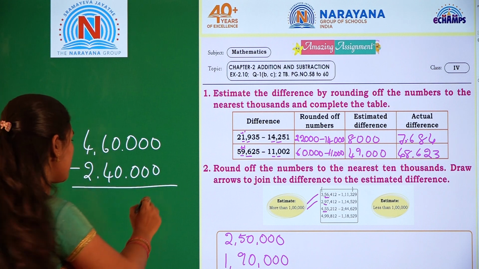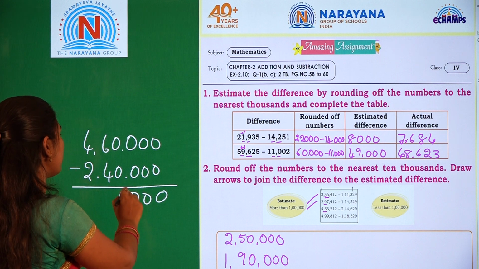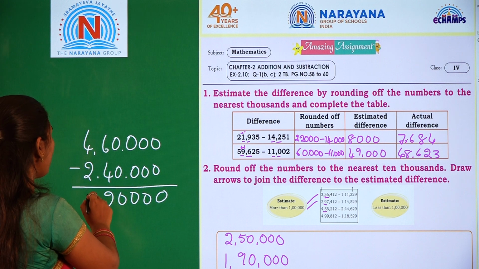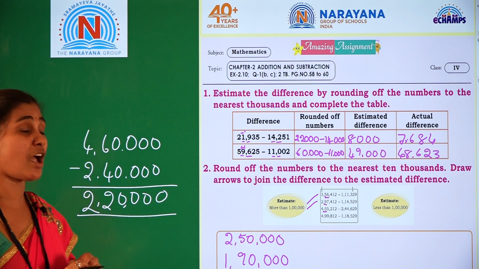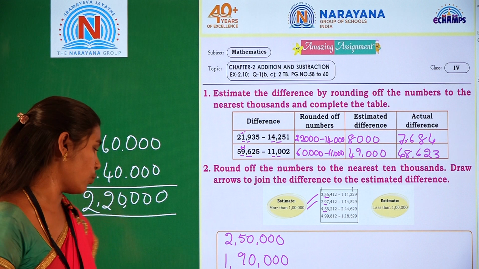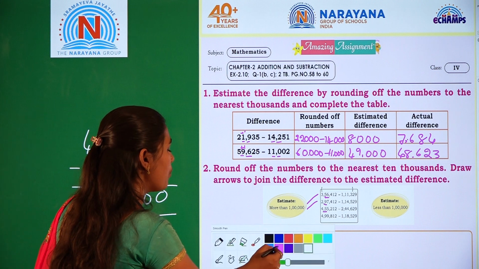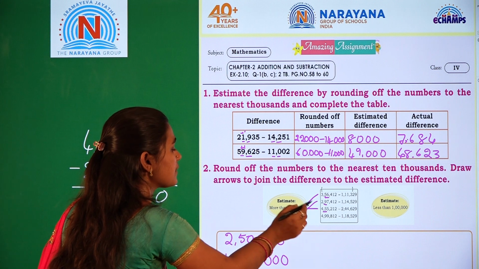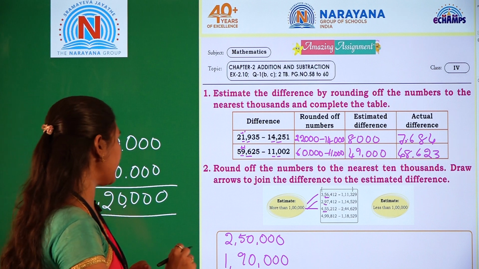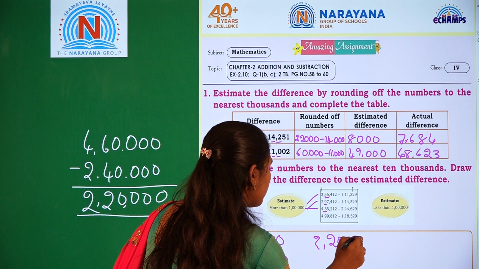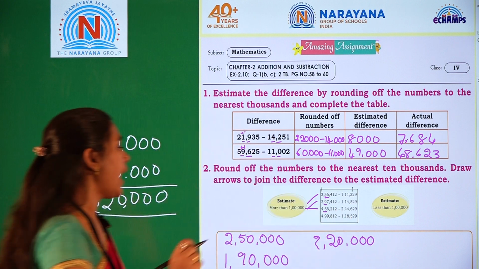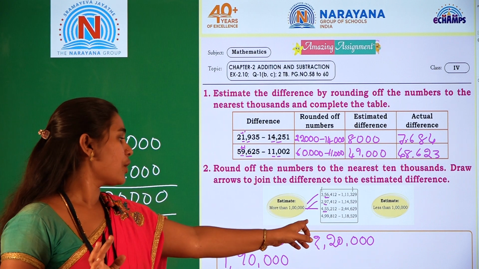2,40,000. 0 minus 0 is 0. 6 minus 4 is 2. 4 minus 2 is 2. This is 2,20,000. It is more than 1 lakh. This is also more than 1 lakh, match to this, and write down the answer here, 2,20,000. And let's go for the last one here.